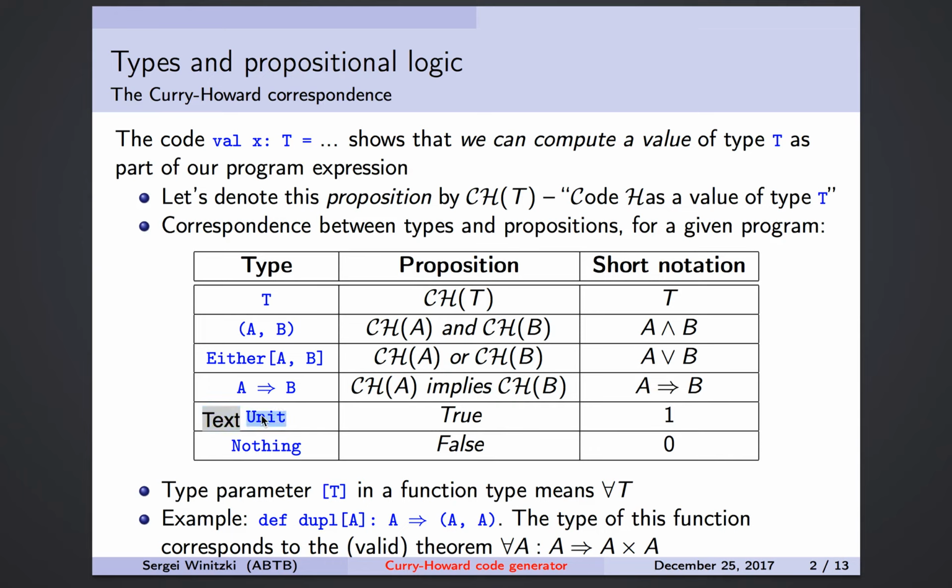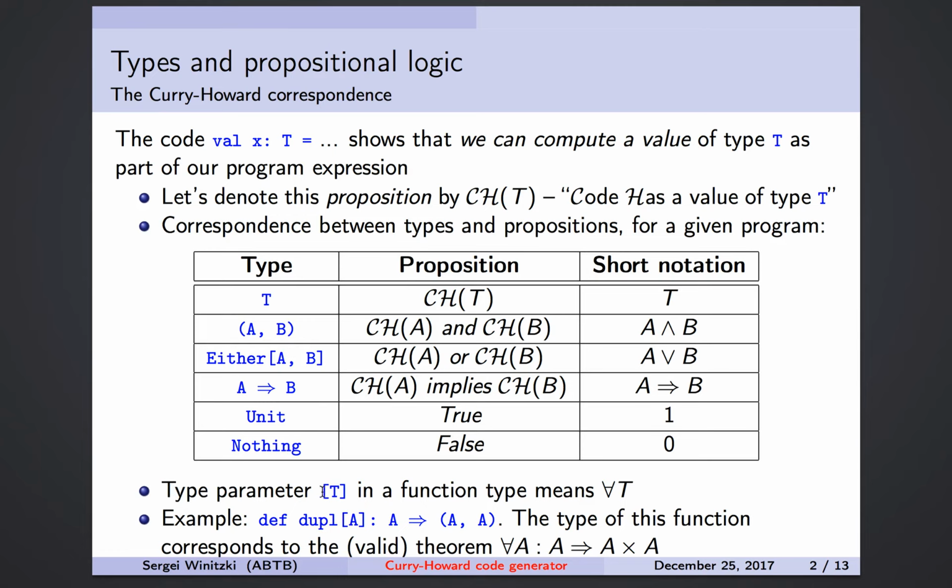The unit type is always present, is always available to compute. So this is the proposition that is identically true. For every program, this proposition is true. And the nothing type corresponds to a proposition that is identically false. For every program, it is not able to compute any values of type nothing. So this is the correspondence between logical formulas and type expressions, here written in the Scala syntax.